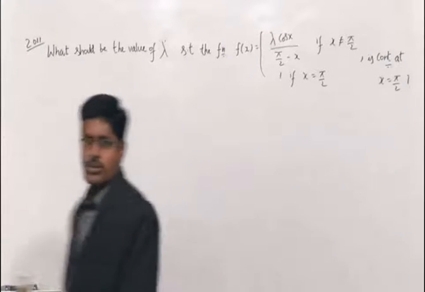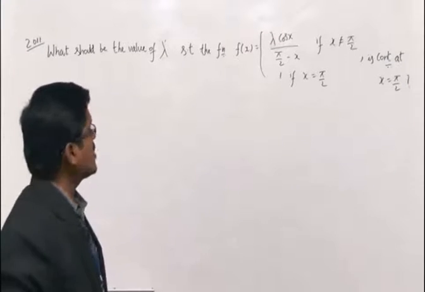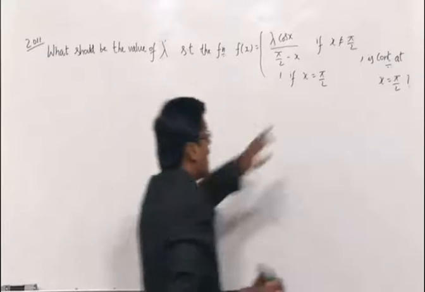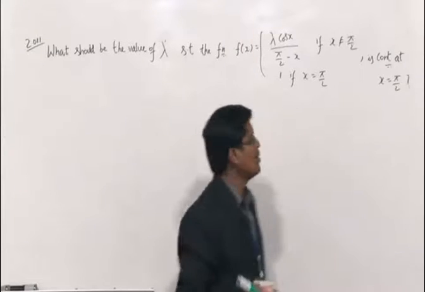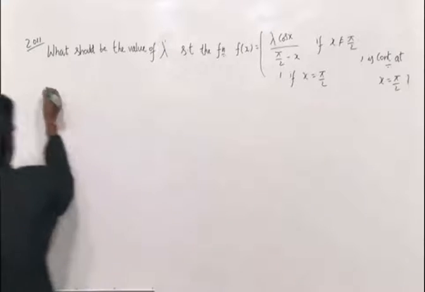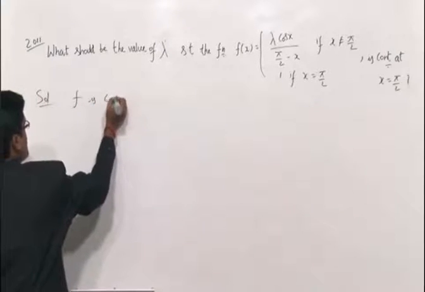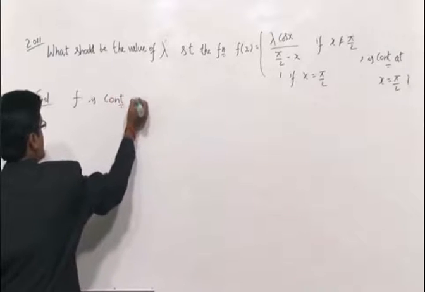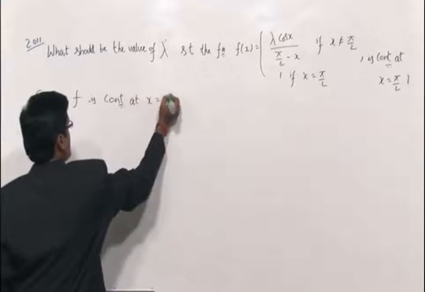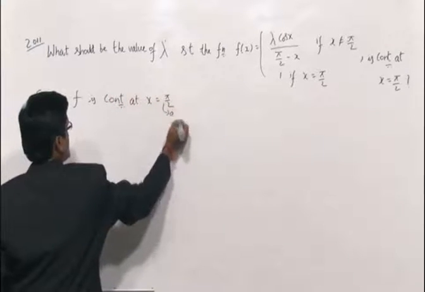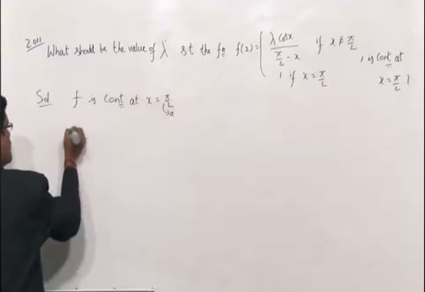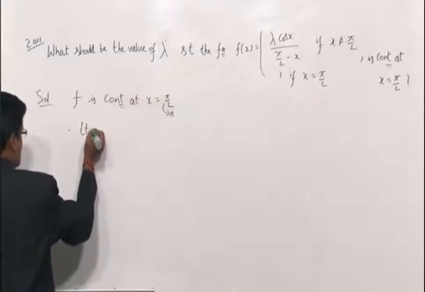So we have to find the lambda so that this function is continuous at x equal to a, equal to pi by 2. Now what is the definition? f is given continuous at x equal to pi by 2. This pi by 2, let us denote by a. Therefore, what is the definition of continuity at a single point a?